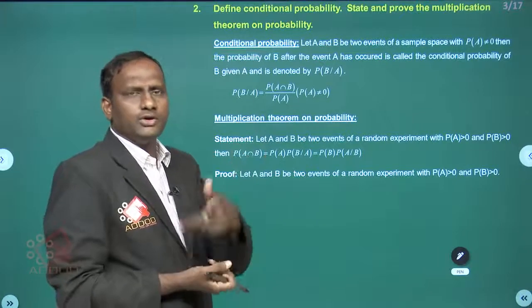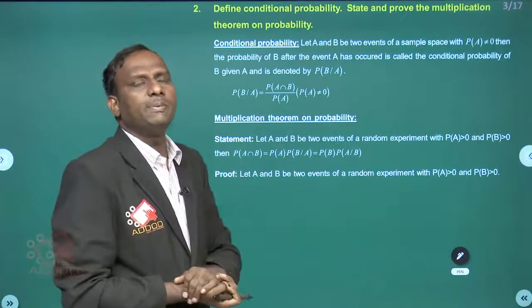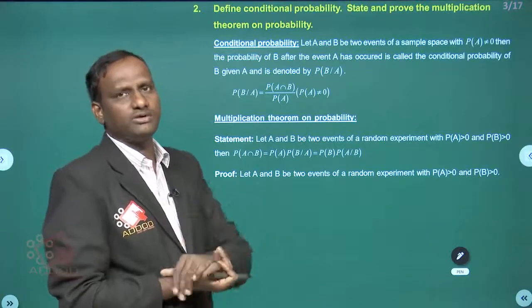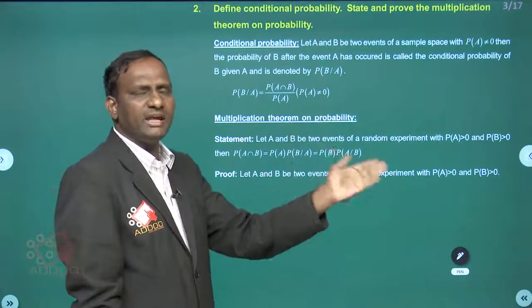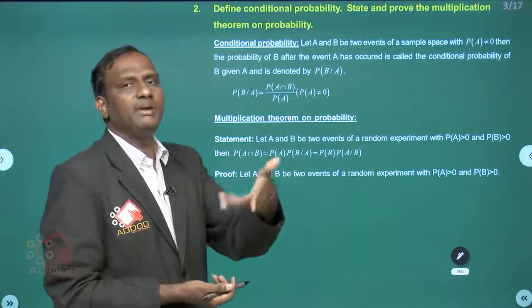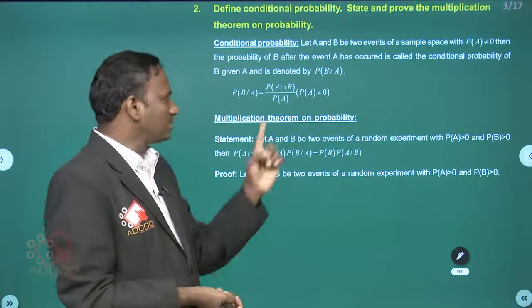So for example, you are writing a test. Before that we need to prepare the question paper. Then only you will write the test. That is the condition here. B is happening after the happening of A. You will write the test after preparing the question paper. Then only it's possible to write the test.